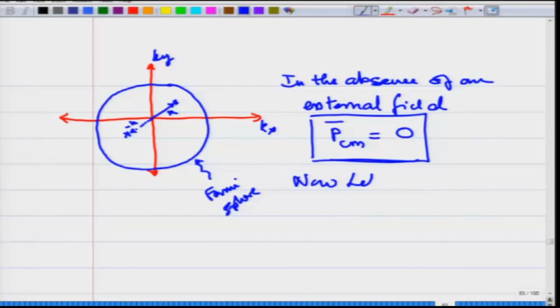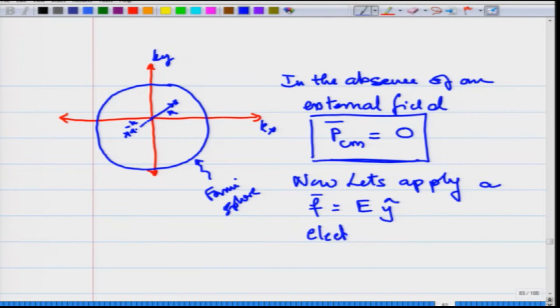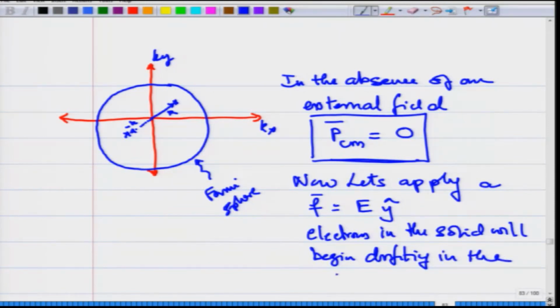Now, let us apply a force F, which is an electric field, which let us say we apply along the y direction. The moment we apply an electric field in the y direction, what will happen to the electrons? The electrons in the solid will begin drifting in the minus y direction, because they experience a force. The force on the electrons is minus E times the electric field, so the force which acts on the electron is in the minus y direction.